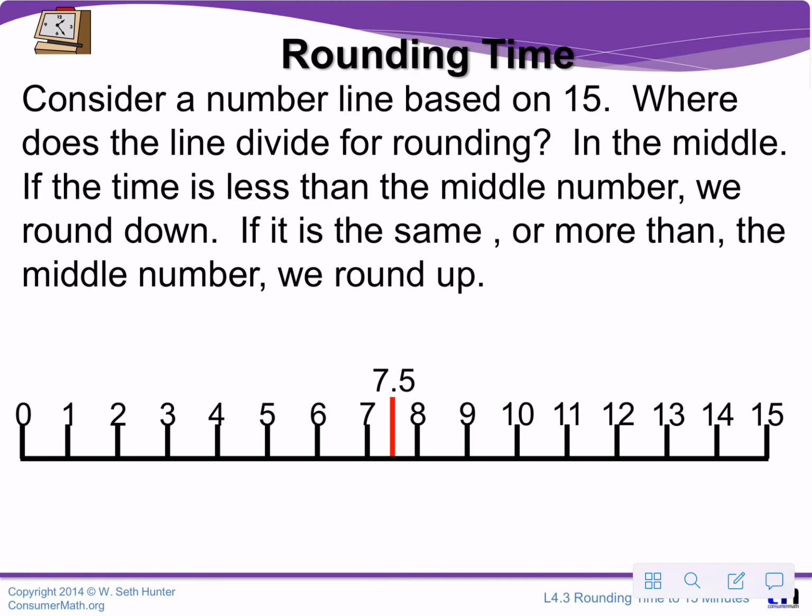Consider a number line based on 15. Where does the line divide for rounding? In the middle. If the time is less than the middle number, we round down. If it is the same or more than the middle number, we round up. So in this first case, on the 15 minutes, 7.5 is that middle number. So if it's 8, 9, 10, 11, 12, 13, 14, 15, we're going to round up to the nearest hour or 15 minutes. If it's below that 7.5, we round to the 0.